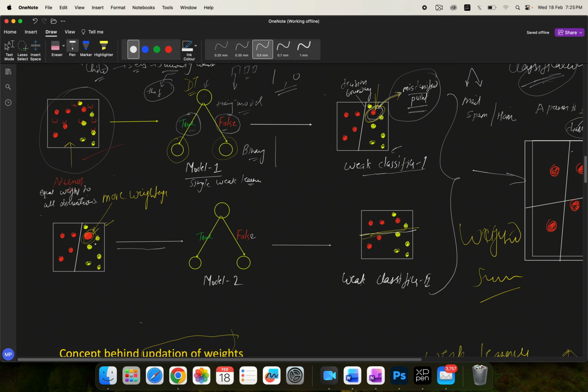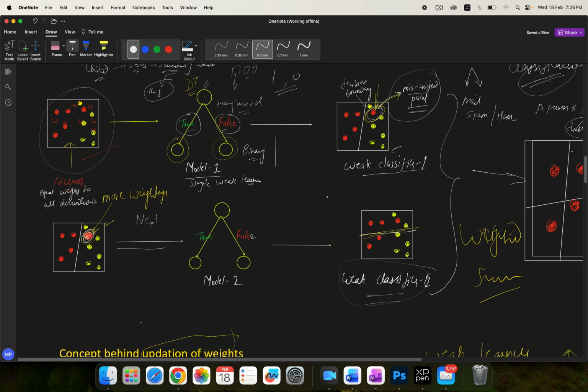So what is the next step? This point will be taken care of by the next weak learner. The patterns which are not captured by the previous weak learner will be captured by the next weak learner. How will this pattern be captured? It will assign more weight to this misclassified point. And what is the idea? If there is more error in the weak learner, lesser is the weight given to it. So this is now weak classifier 2.